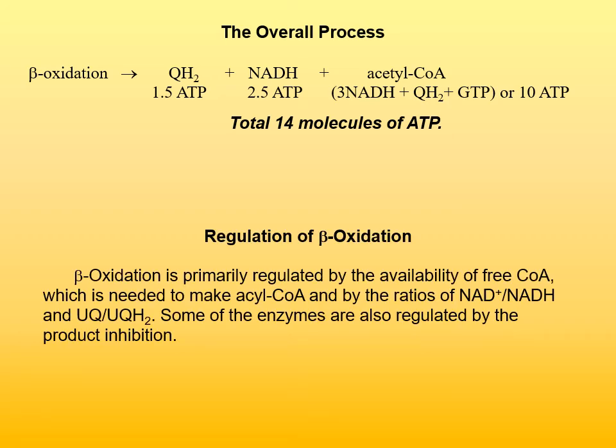When we consider regulation of beta oxidation, it's primarily regulated by the availability of free coenzyme A, which is needed to make acyl coenzyme A, the activated acid for beta oxidation. And also it's regulated by the ratios of NAD to NADH and ubiquinone to dihydroubiquinone. And some of the enzymes of beta oxidation are also regulated by product inhibition.